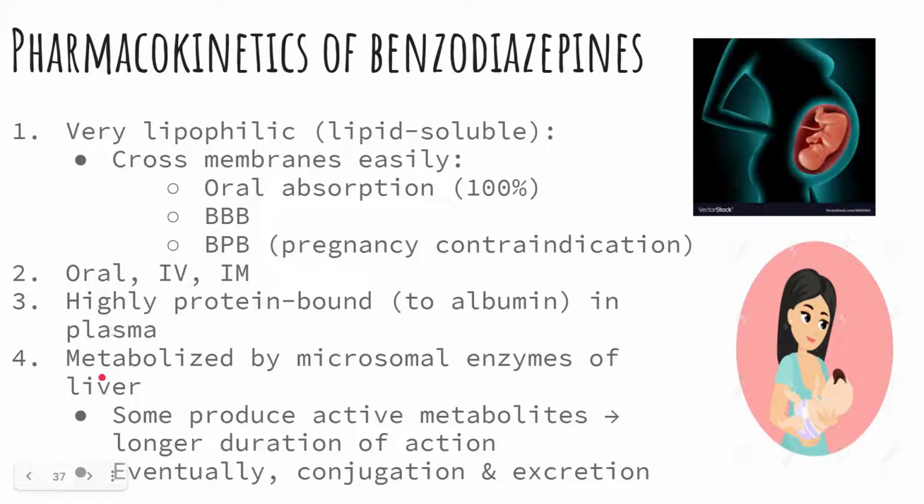And number four, they are metabolized by microsomal enzymes of the liver. Yeah, obviously, every drug is. Some produce active metabolites. So some of these benzodiazepines, we will see later, when they are metabolized by the liver, they produce active metabolites that continue to have a sedative or anxiolytic or hypnotic effect. This will lead to a longer duration of action. ولكن كل البنزوديازابينز eventually they will be metabolized by conjugation and excretion in the kidneys. They will be conjugated in the liver and excreted in the kidneys.